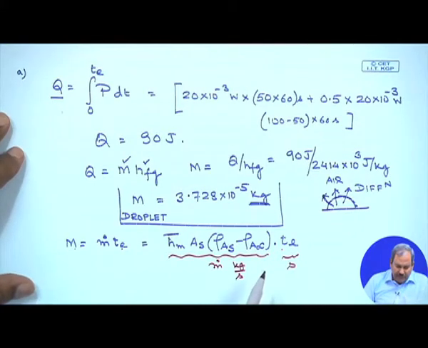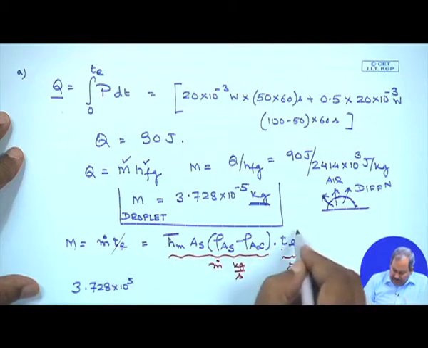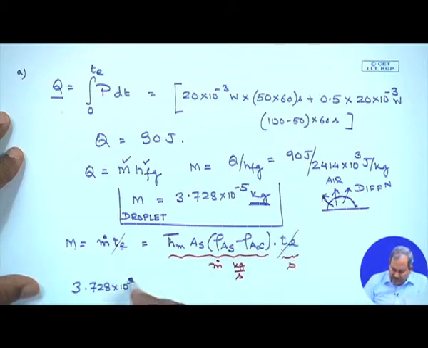Now, of this, what we have then is m dot is 3.728 into 10 to the power 5. This T and T both will cancel from both sides. So, you have h bar m.